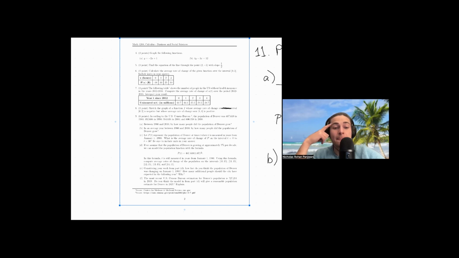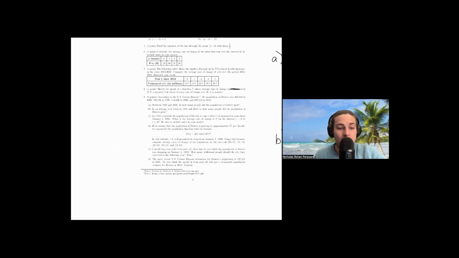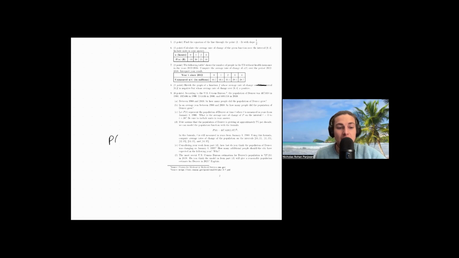For E, we would do P of 16 minus P of 14 over 16 minus 14, and that would get us an answer. And then yeah, that would be that answer.